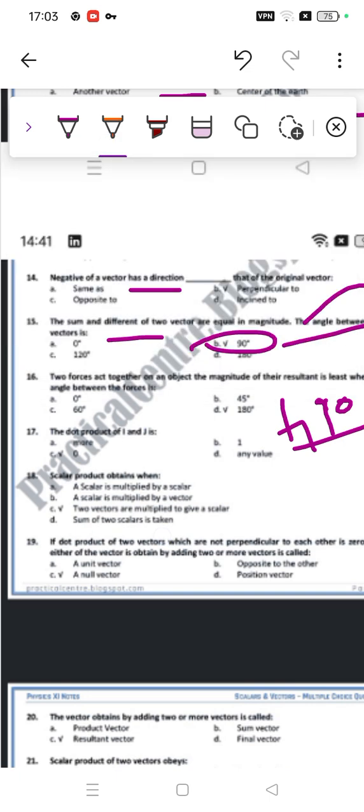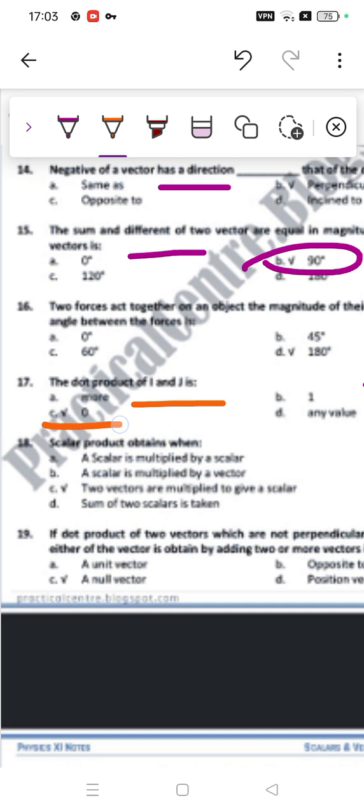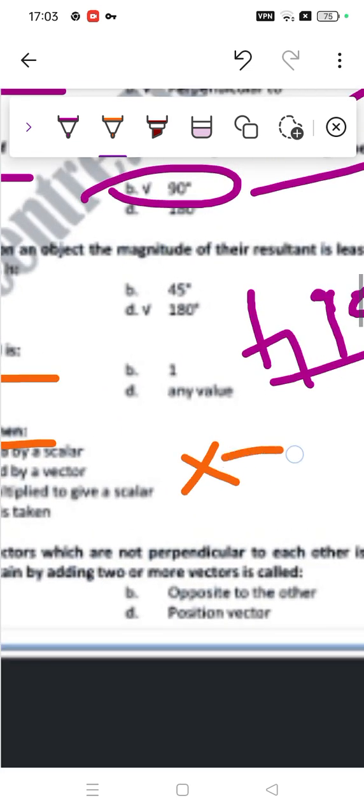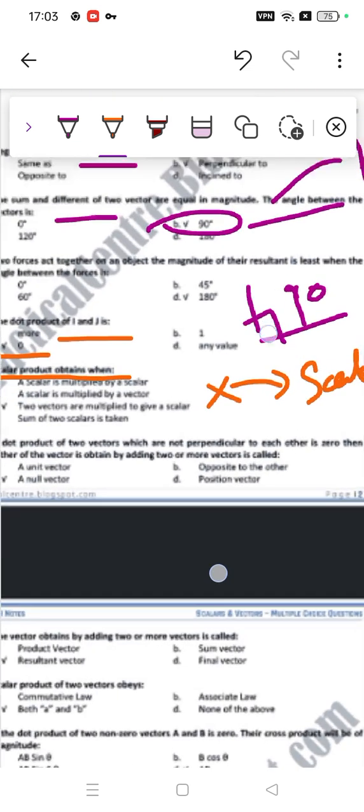And then let's change color. The dot product of i and j is 0. Dot product means a scalar quantity, and we know scalar products are obtained when two vectors are multiplied. Sorry, it's not wrong, it's right, by the way. When two vectors are multiplied and the answer is a scalar, that's called a scalar product.